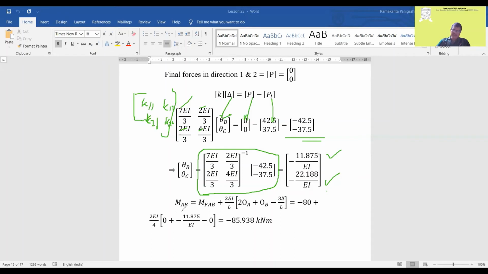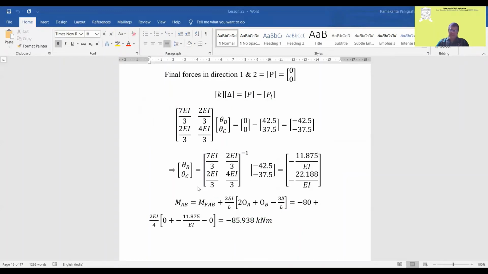Now what is MAB? We need to find MAB, MBA, MBC and MCB, so that we can draw the bending moment diagram, because finally we will draw the bending moment diagram. MAB is equal to the fixed end moment MFAB plus 2EI by L, 2 theta A plus theta B minus 3 delta by L. This thing you know, so you can calculate the value. MFAB is equal to minus 80 and theta A is 0. Theta B is given, delta is equal to 0. This value is found: minus 85.938 kilonewton meter.